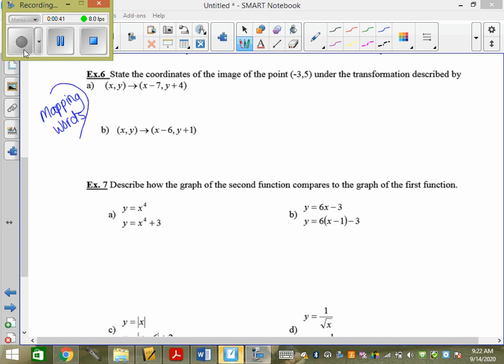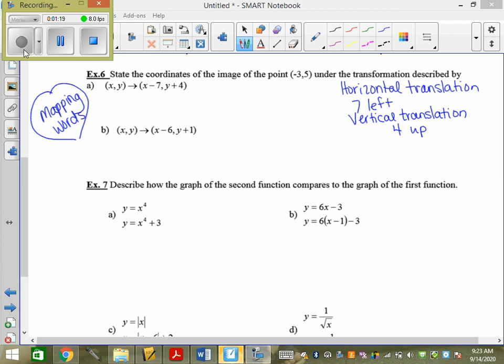Because mapping is just another way of displaying the exact same thing, correct? It's literally just another way of showing that you're taking the y's, you're moving them up 4. You're taking the x's, you're moving them left 7, right? Mapping and words are the same. So if we did the transformations first, we'd have a horizontal translation 7 left, and a vertical translation 4 up.